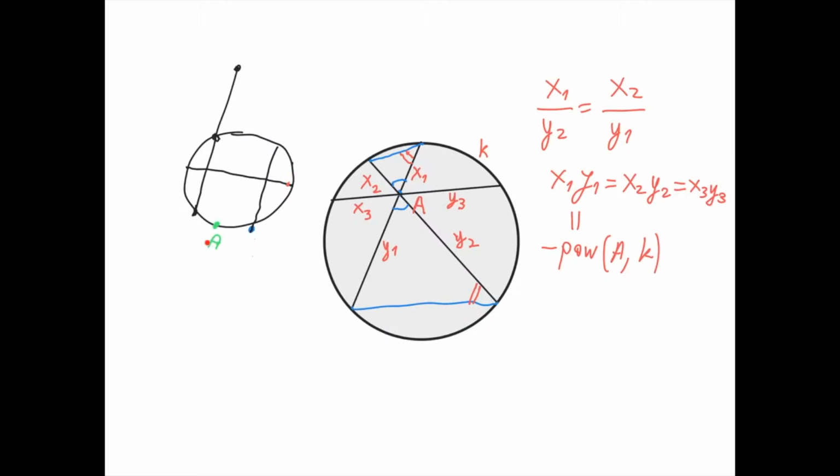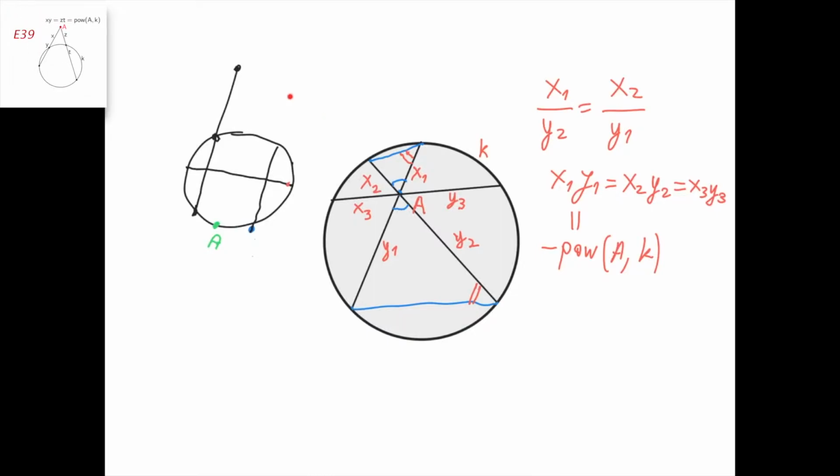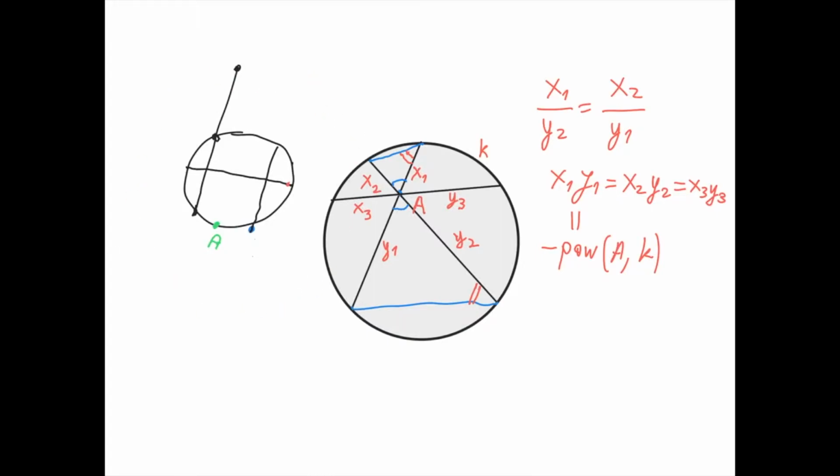And so, if I choose this point A to be on the circle, its power is going to be precisely 0. And this makes sense, because when the point is outside, it is positive. When the point is inside, the power is negative. And so when the point is on the circle, it is in the state between positive and negative, which is 0.